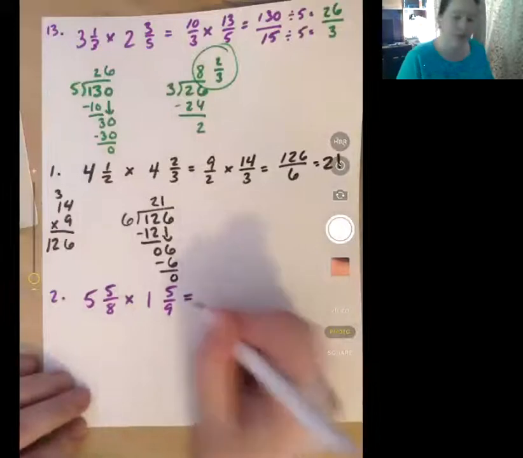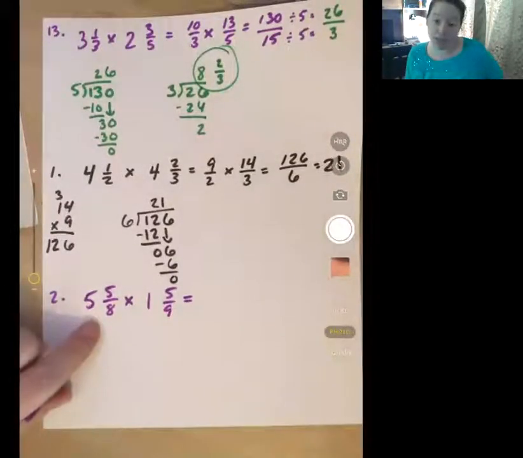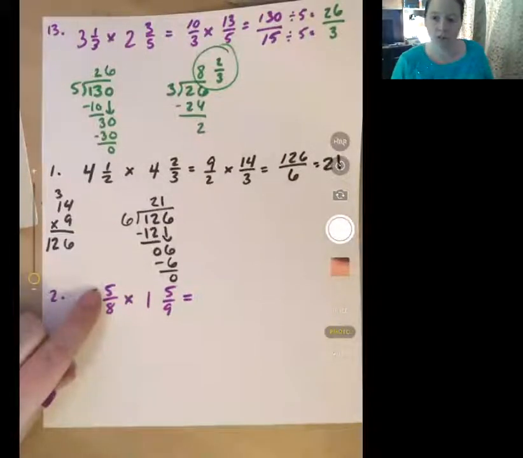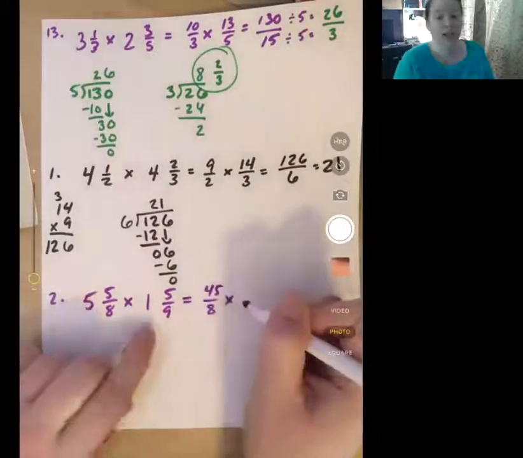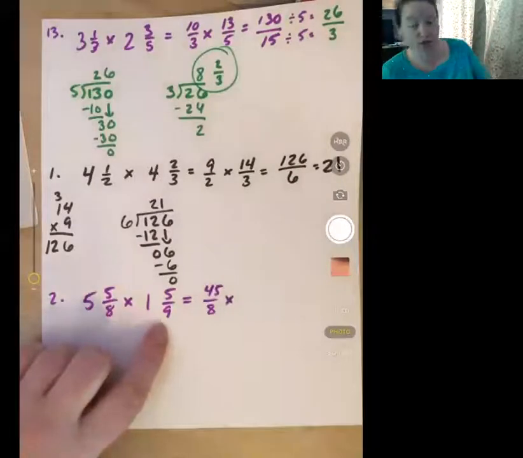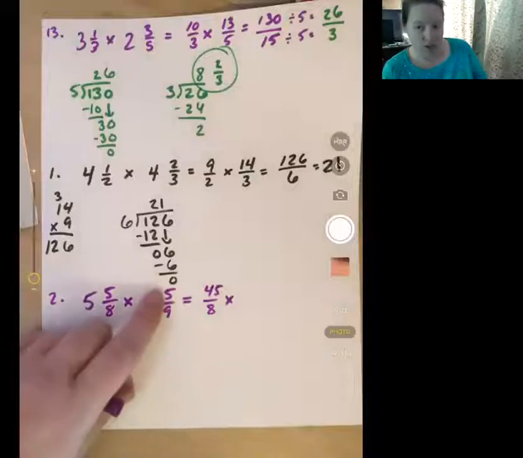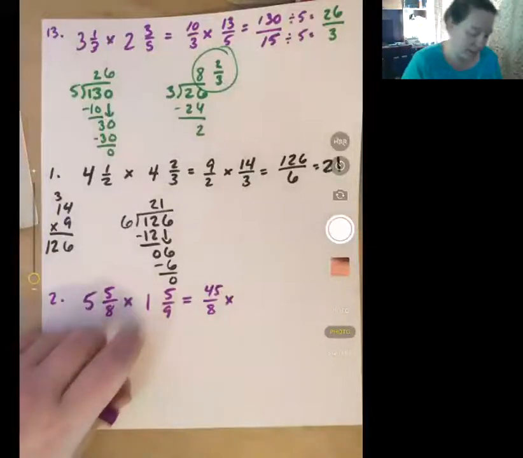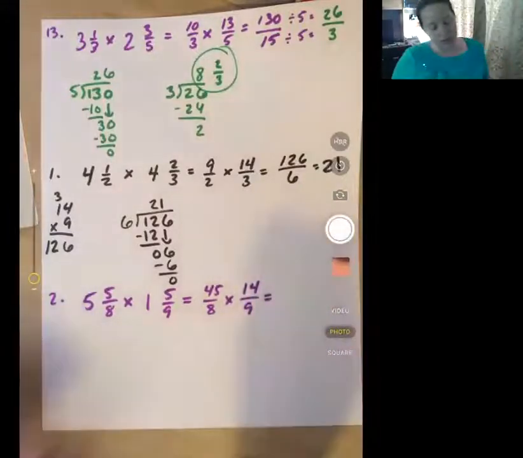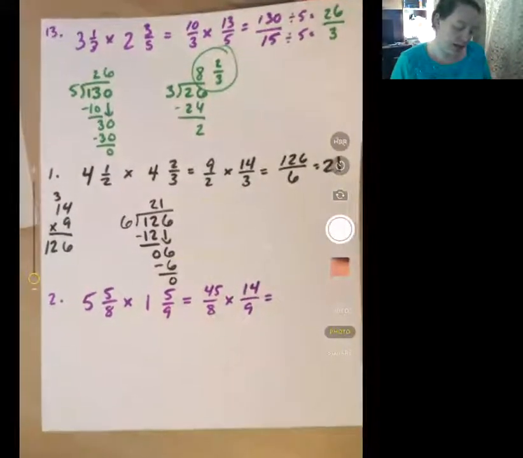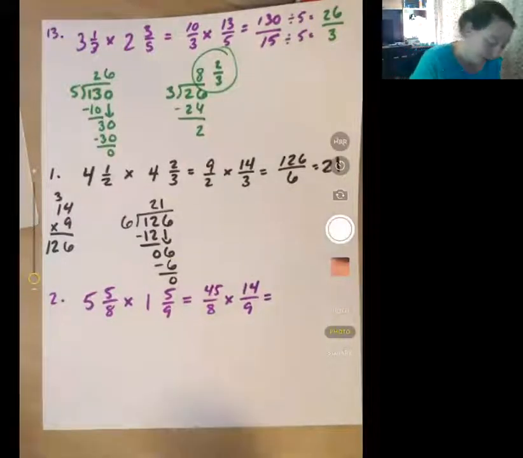Rewriting. Whole number times denominator, 5 times 8 is 40, plus the numerator, 40 plus 5 is 45/8. Times whole number times denominator, 1 times 9, 9 plus the numerator, 14/9. Okay, so I now have 45 times 14.